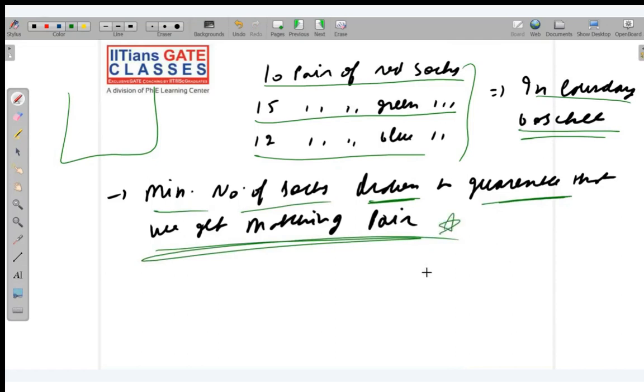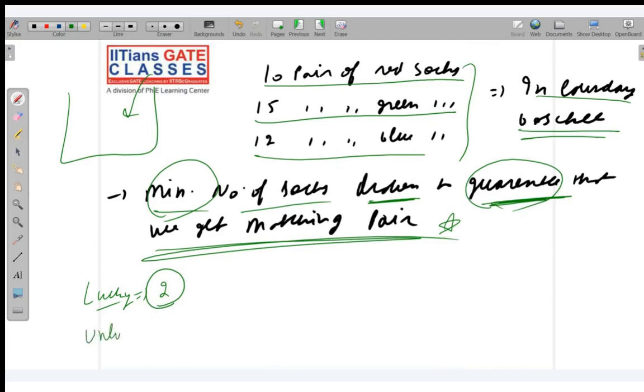That is a very beautiful question. So see this, guarantee, minimum. So you will apply the pigeonhole principle. By common sense we will try to do it. If you are a lucky person, you will simply put your hand in the basket, pick two socks, and they are the matching pair only. So that is the simplest case. But because we want to guarantee, you will consider yourself as the most unlucky person on this earth.